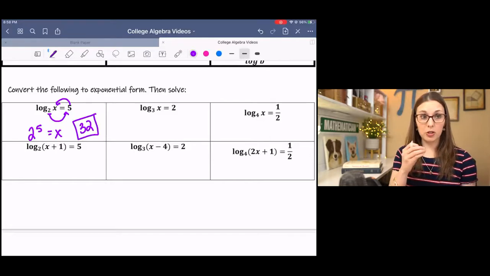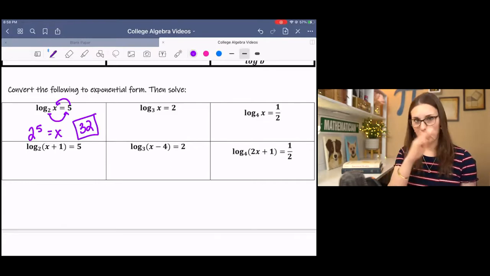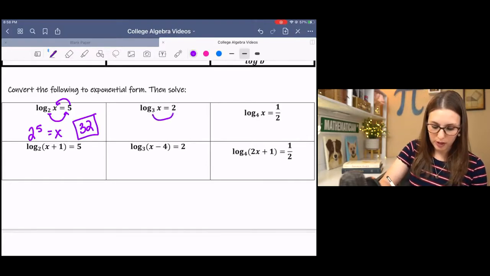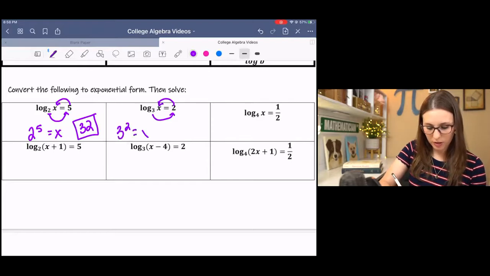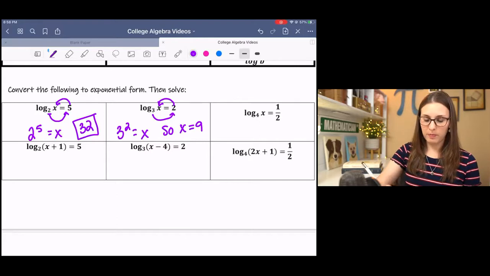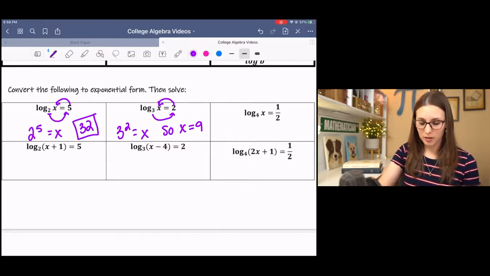So we're saying log base 2 of 32 is 5 because 2 to the 5th is 32. It all relates to each other. 3 squared is x. So x is 9, 3 squared. Try the next one, see if you can get it. Pause it, try it, come back.